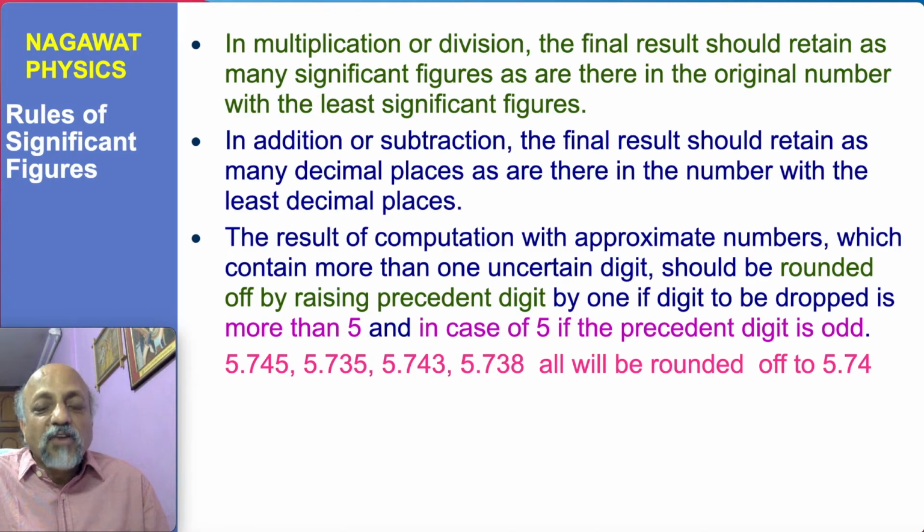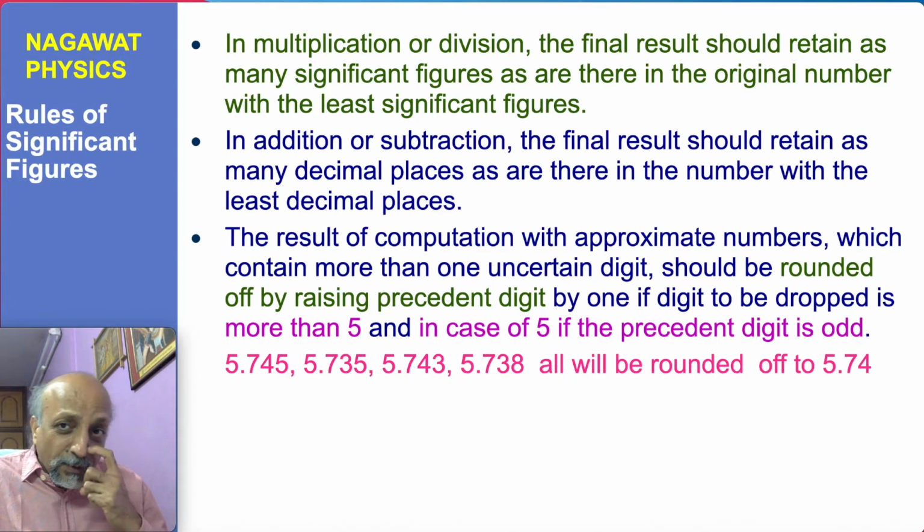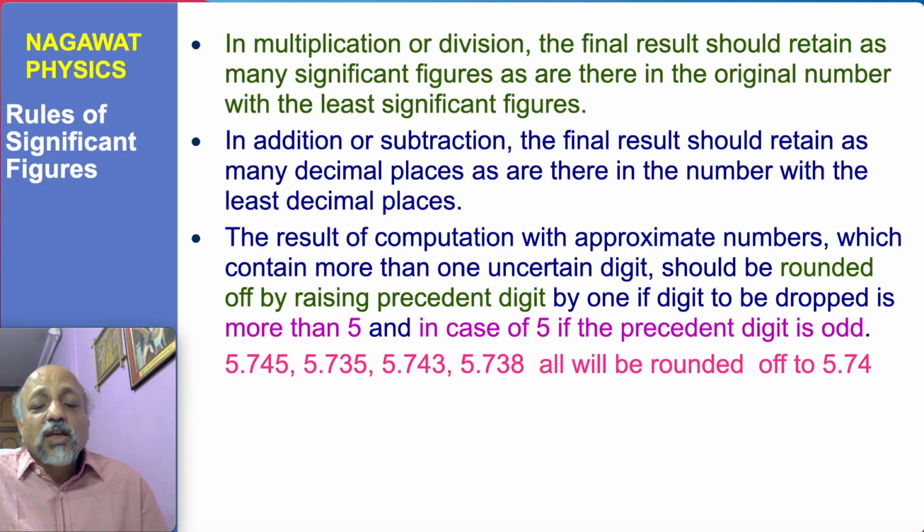So in multiplication or division both, the rule is that we should use the least number of significant figures among the quantities involved. So even if I am dividing A by B, A having 3 significant figures and B having 2 significant figures, then the significant figures of the output A divided by B would also be 2.